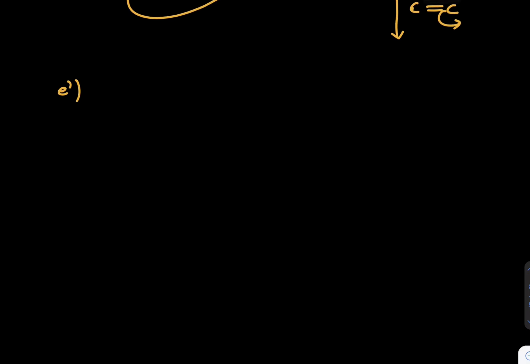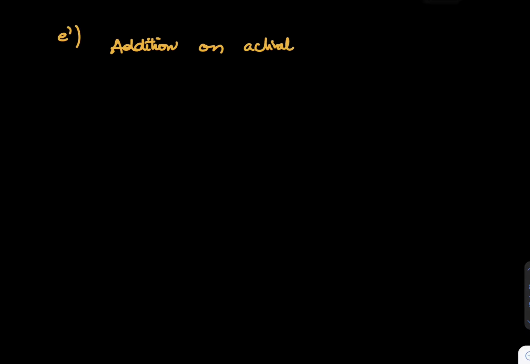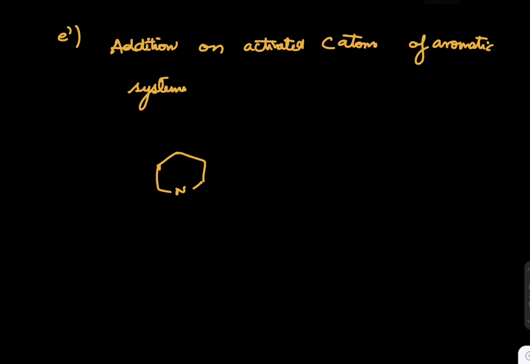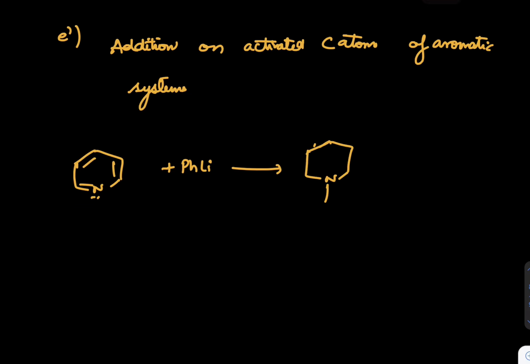And the last reaction where the difference between RLi and RMgX can be talked about, note this down, this is a very important reaction: addition on activated carbon atom of aromatic systems. So we will see what is the meaning of it. Try to draw pyridine. So in pyridine you will draw like this. In pyridine you try to react PhLi. So what happens? Normally if it is RMgX or PhMgX, it won't affect this, but PhLi is capable of coming at this place.